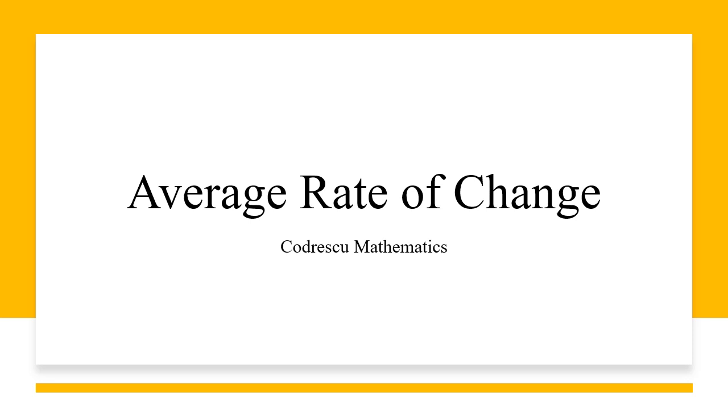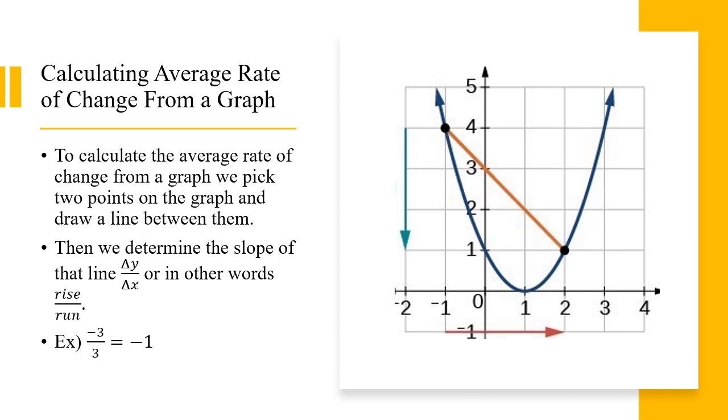Welcome to this video. We're going to be talking about average rate of change. So we can calculate the average rate of change from the graph of a function. To do this, we need to pick 2 points on the function which we're asked about and find the slope between those 2 points.